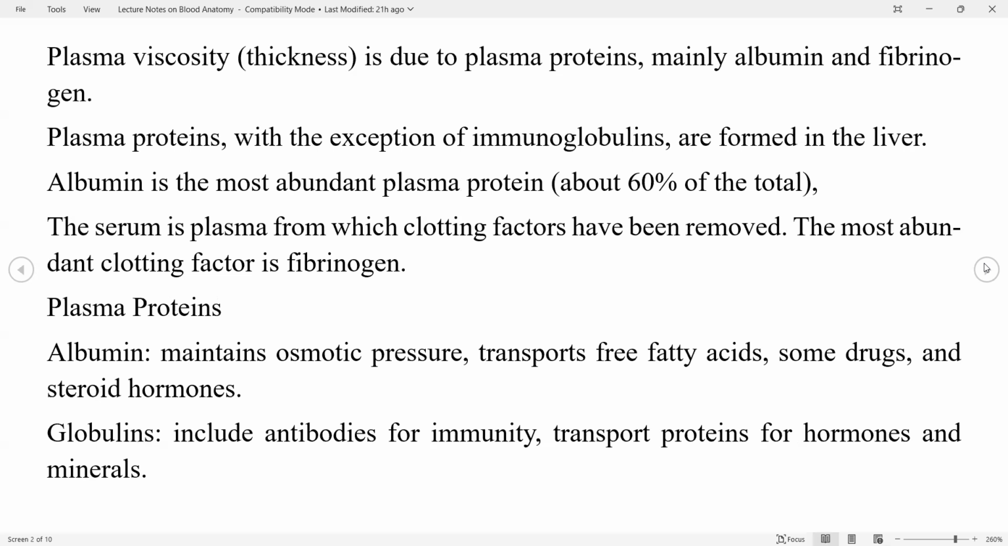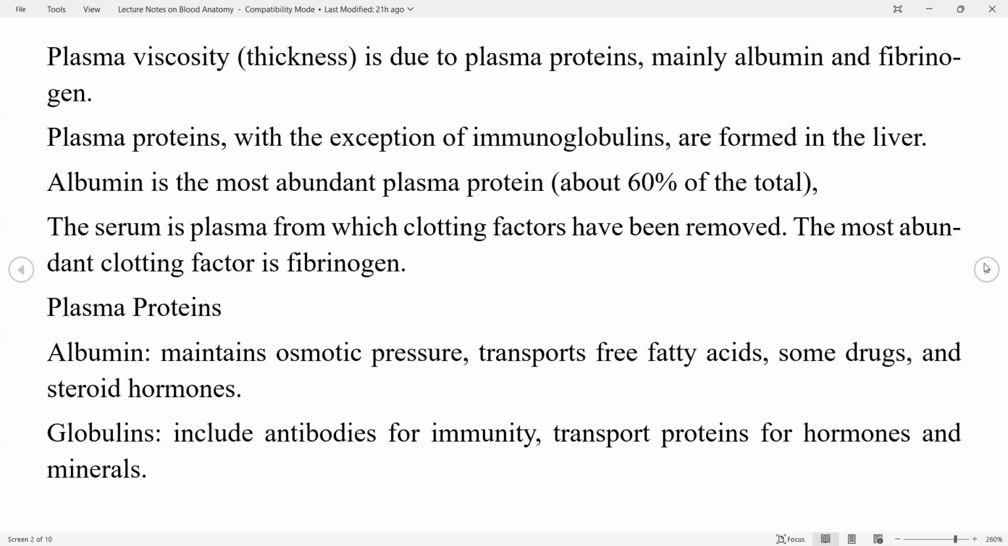The serum and plasma are synonymous, but there's a difference between the two. The serum is plasma from which clotting factors have been removed, and the most abundant clotting factor is fibrinogen. So it's safe to say that the serum is plasma from which fibrinogen has been removed. So let's take a look at the plasma proteins one after the other.